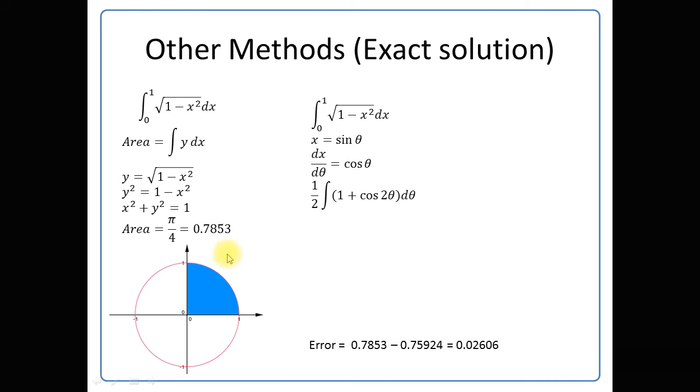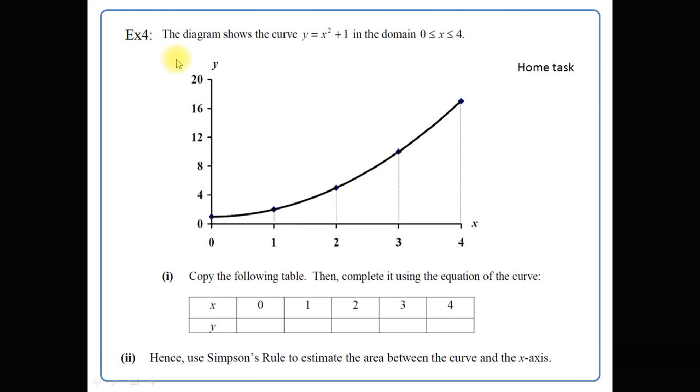Now we can find the error by subtracting the approximate result from the exact result. This is the exact result and this is the approximate result. 0.7853 minus 0.75923 is equal to 0.02606.